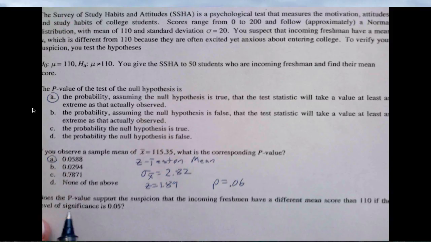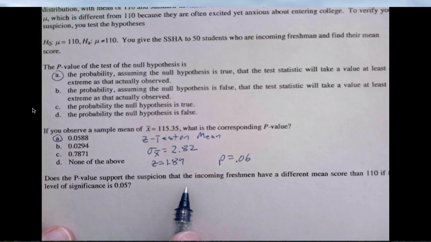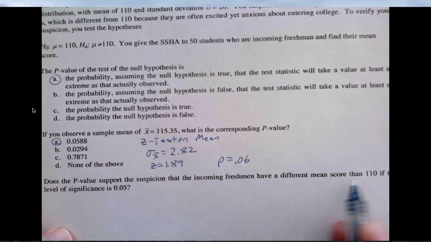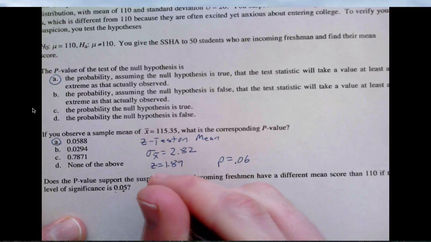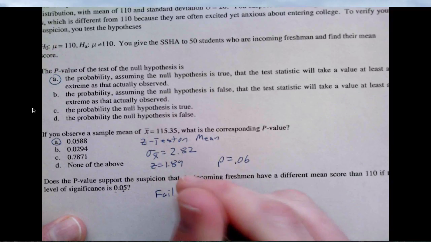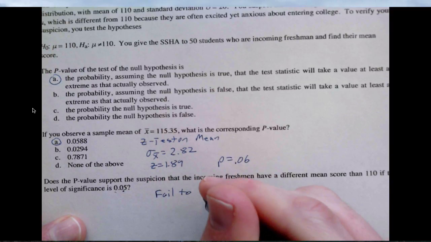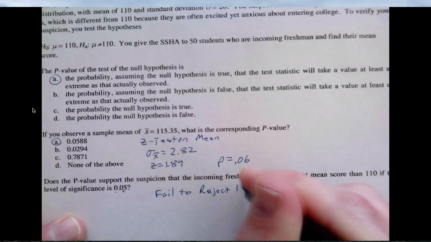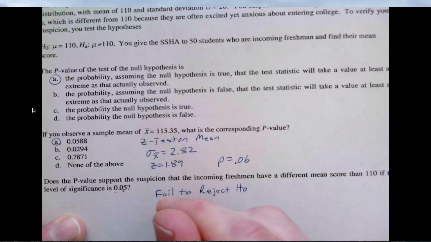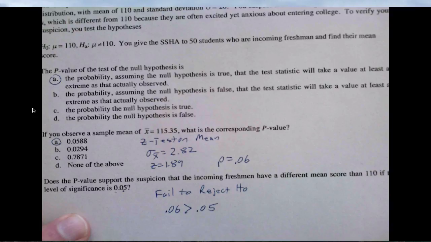All right, now what? Does the p-value support the suspicion that incoming freshmen have a different mean score than the 110 if the significance is 0.05? All right, this is above, so no, we fail to reject. We don't say the null is true or false. We either reject it or we fail to reject it. Fail to reject the null because 0.06 is greater than 0.05. Doesn't mean that that one is true. It just means we don't have evidence to reject it.